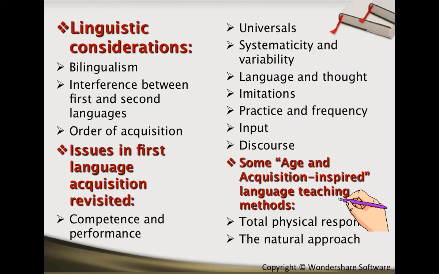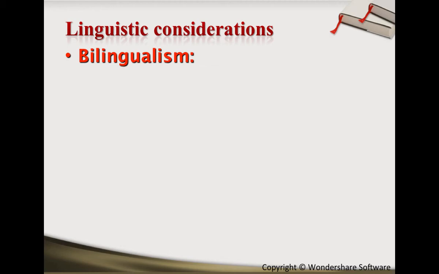So my part concerns the linguistic considerations, and I'm going to talk about bilingualism and the interference of the first language and second languages, and the order of acquisition. And then I'm going to tackle some of the issues in first language acquisition, but this time they are revised, but have already been tackled by our friends in the previous presentation, and then some methods that reflect second language acquisition. Now let's start with linguistic consideration.